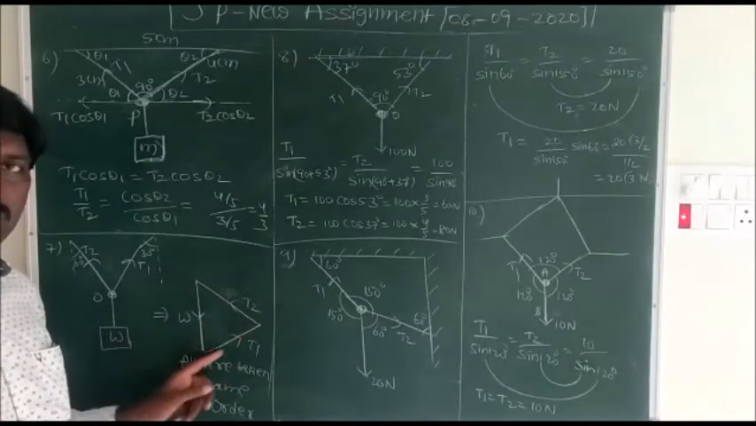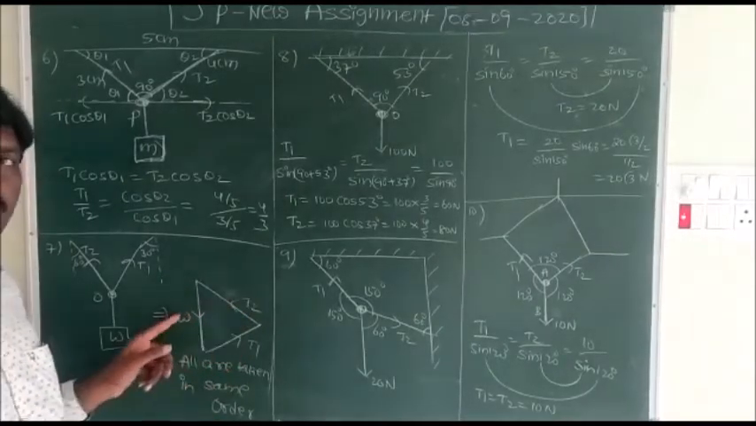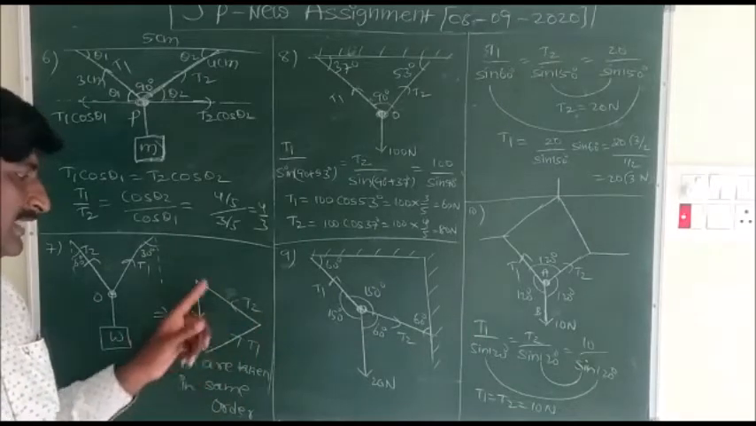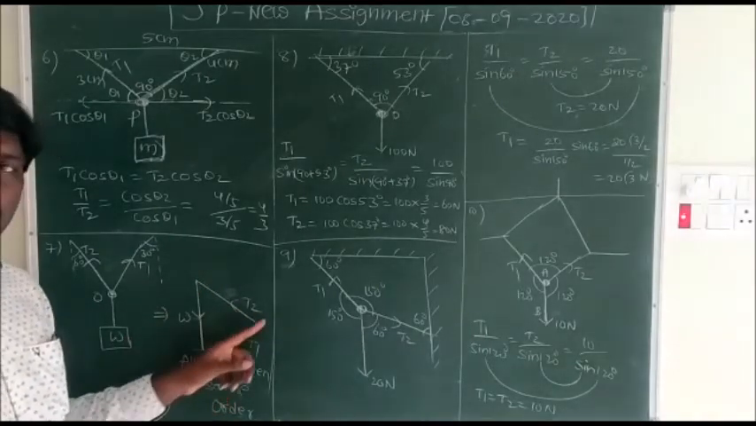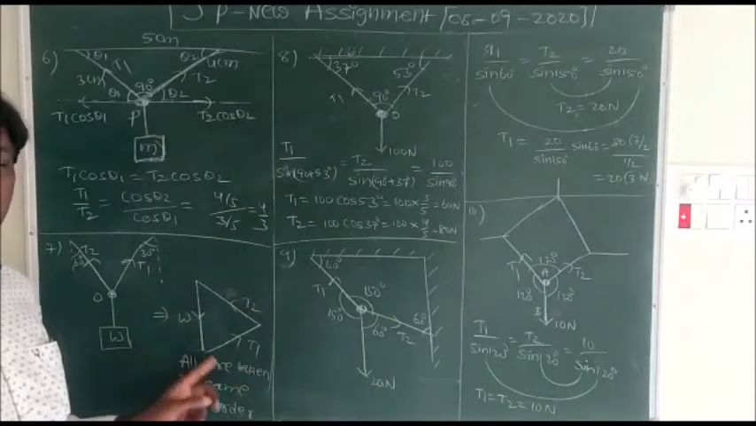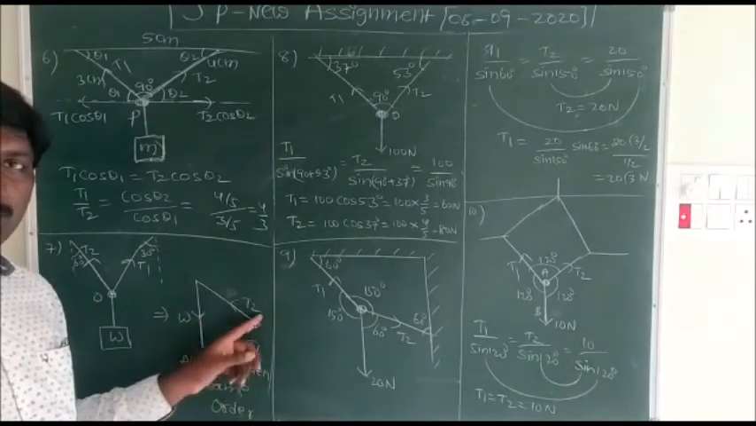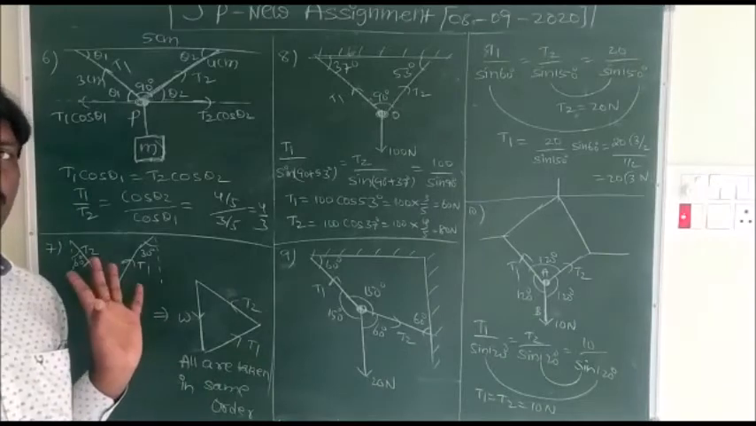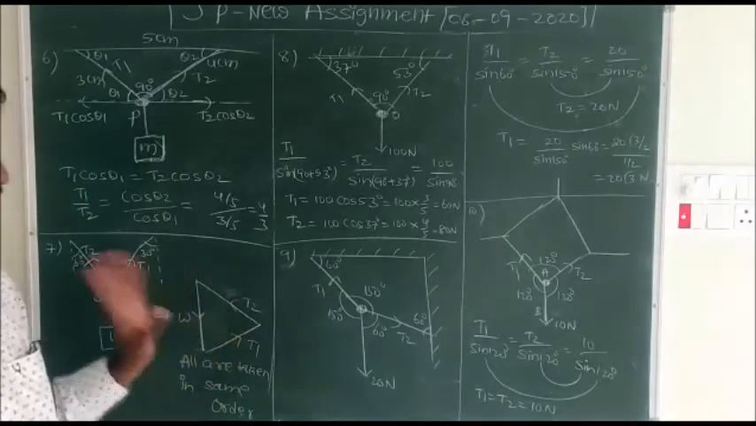In the third option, you can observe that T1, T2, W are taken as three sides of a triangle in anti-clockwise order. If these three forces are represented as three sides of a triangle in the same order, then the net force becomes equal to 0. That clearly represents the equilibrium condition of that point. So that is the correct option.